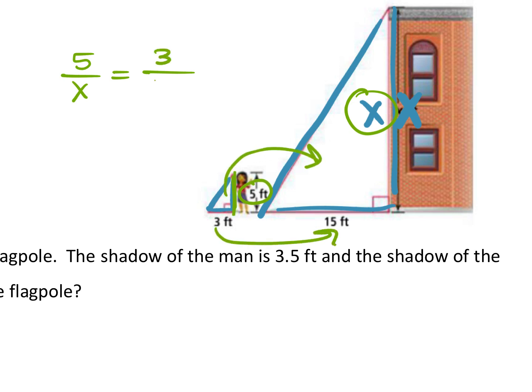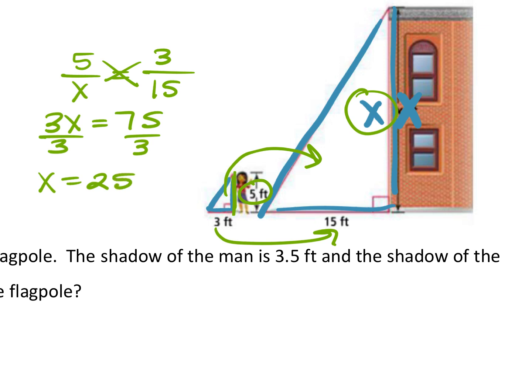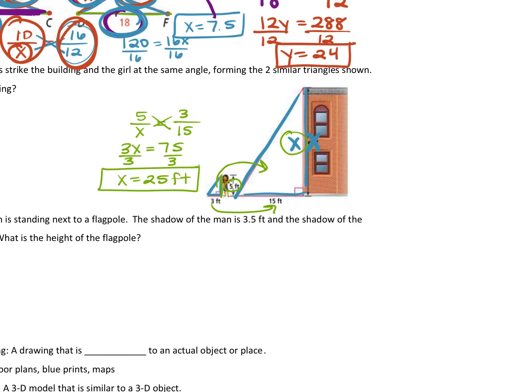3 over 15. Now, if you said 15 over 3 equals x over 5, you're fine, okay? Because you kept it consistent. So cross multiply that, you get 3x equals 75. Divide by 3. X is 25 what? Feet. Make sure you label it for what the problem is asking. Okay? Questions on that?